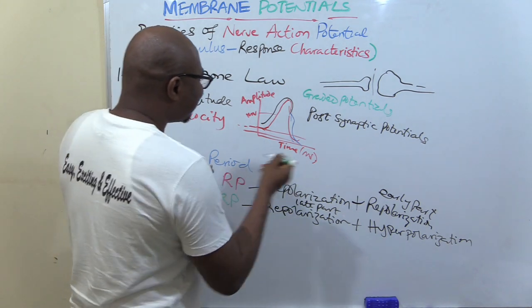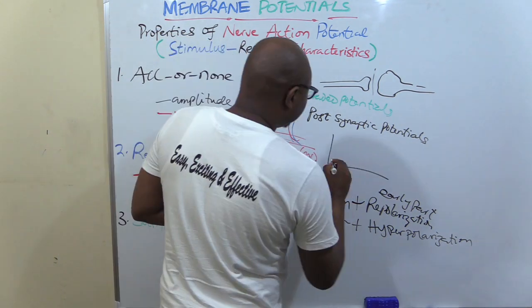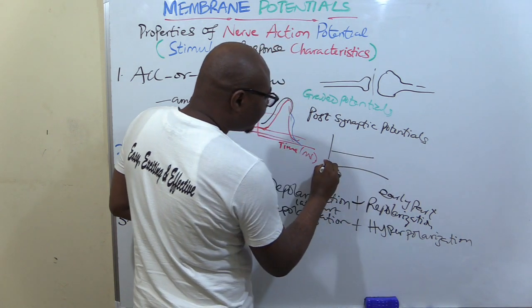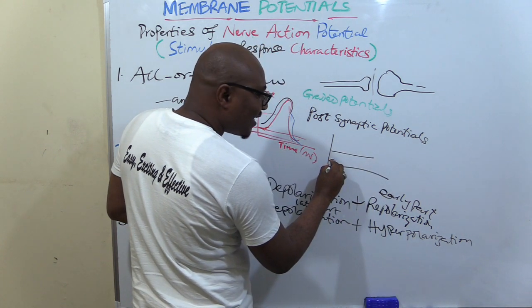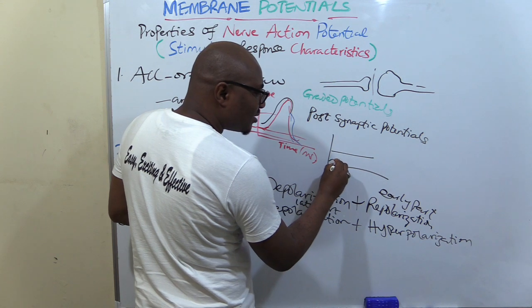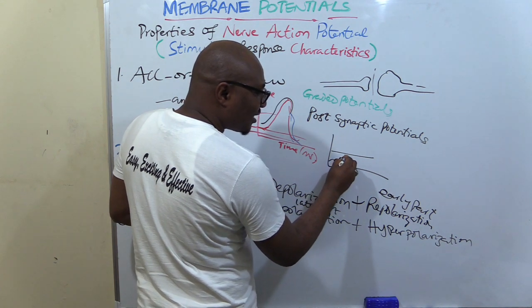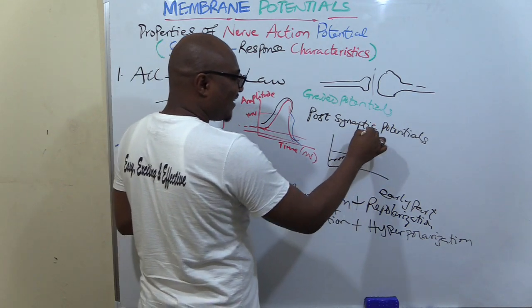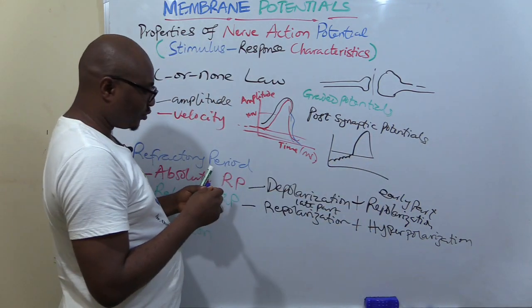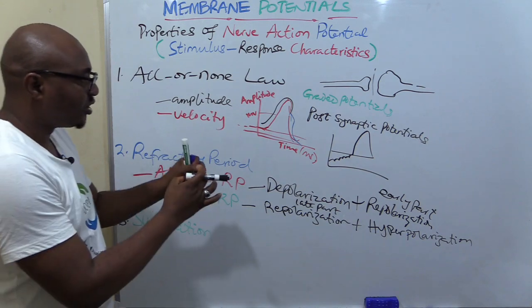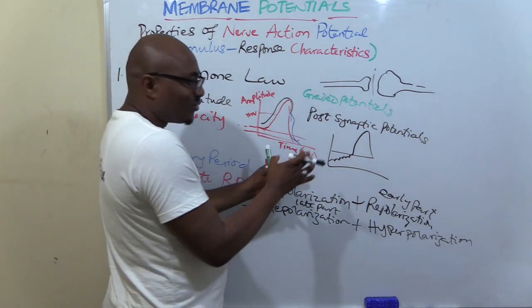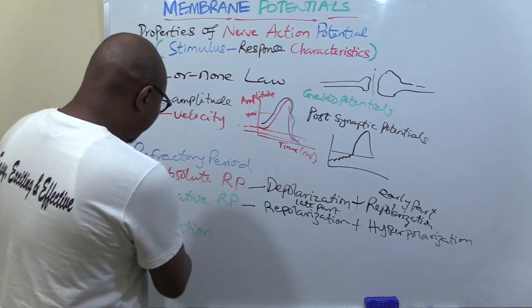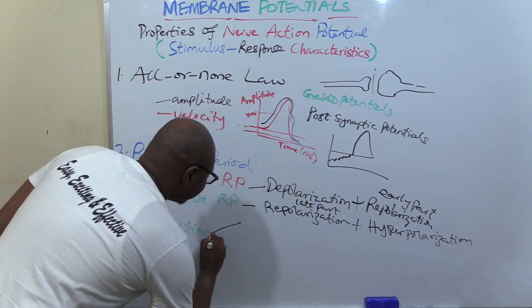So it's something like this. Let's say this is the threshold level. So you have potentials like this. Before it ends, another one adds to it till it reaches threshold, and then action potential happens. So there are two ways in which these graded potentials can be summed up.